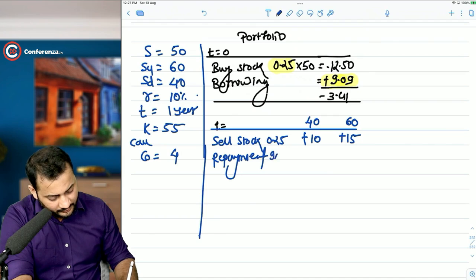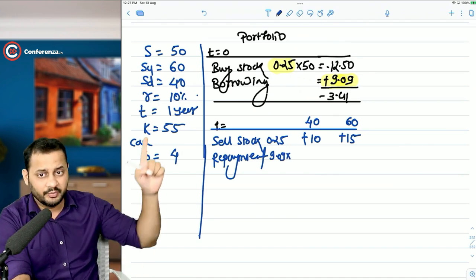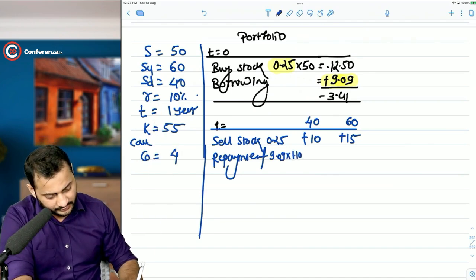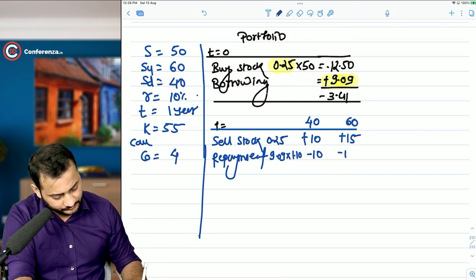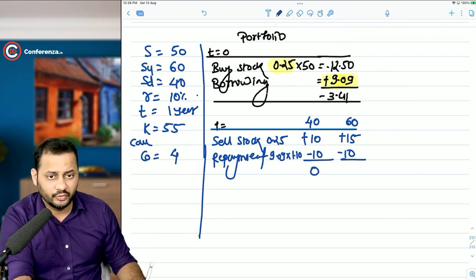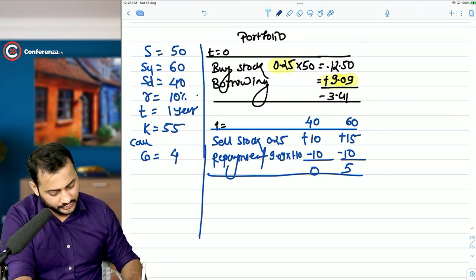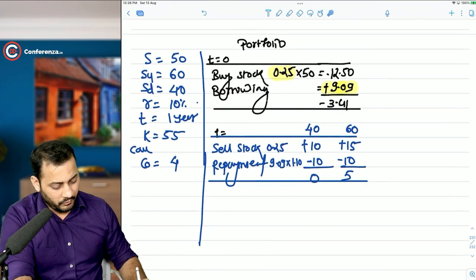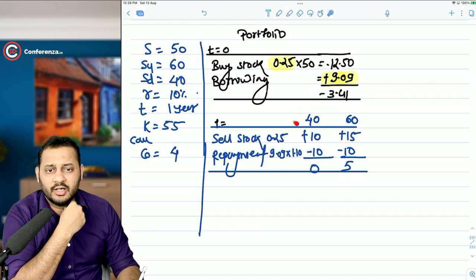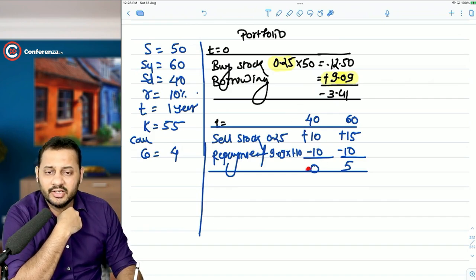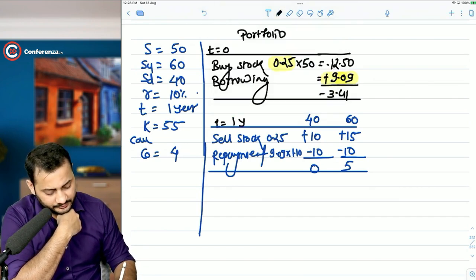Repayment: 9.09 multiplied by 1.10, for 10% interest, comes to 10 rupees. So you can clearly see that the cash flow in the first case is 0 and it's 5 in the second case. Cool, sir. So can I say that by investing 3 rupees 41 paisa, I can either get 0 rupees after 1 year or 5 rupees after 1 year. So this is the situation after 1 year.